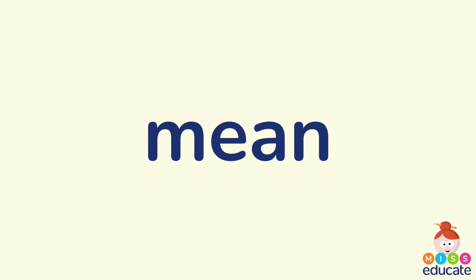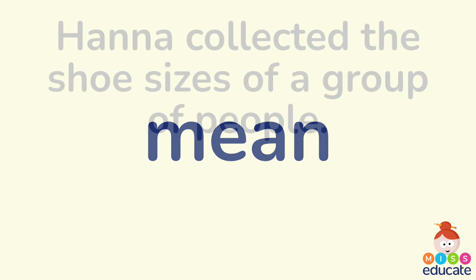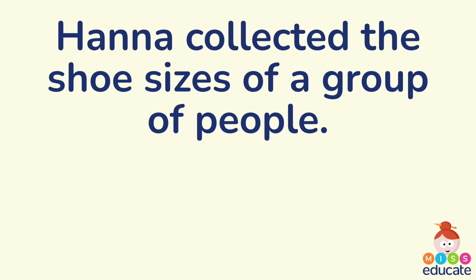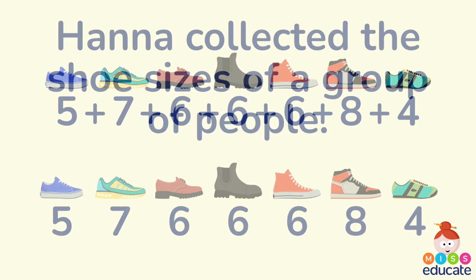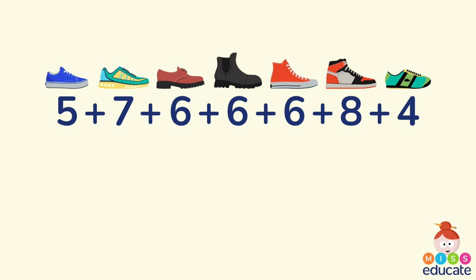Let's look at mean. Finding the mean of data is finding the average. Let's have a look at Hannah's data. Hannah has collected the shoe sizes of a group of people. There they are at the bottom of the screen. Now, in order to find the mean of Hannah's data, we have to add up all of the data and then divide it by how many pieces of data there are.